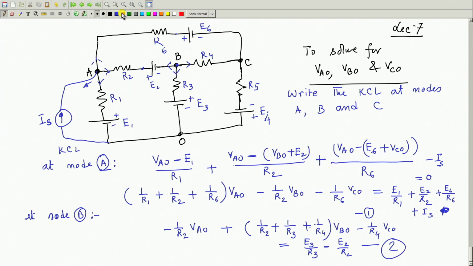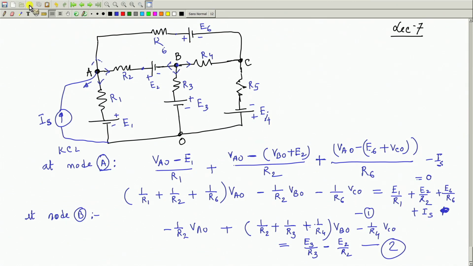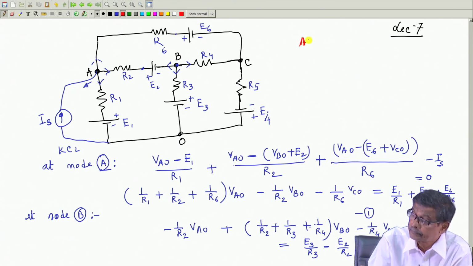And I will write also the equation at node C on the same page. It will be congested, but let me write it here with a different color. So, everything is there on the same page. At node C, what will it be? So, let me rub this off. Now, the third, at node C, what will be the equation? Let us write KCL at node C.